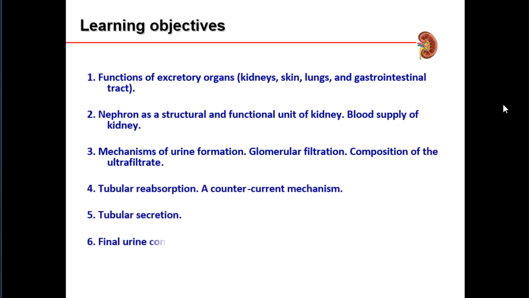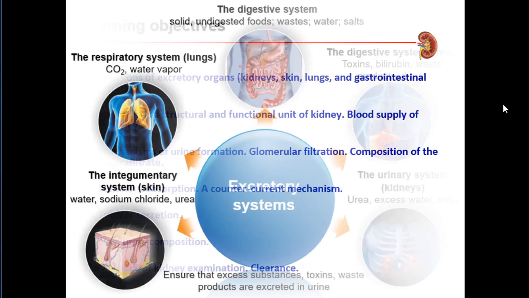So, learning objectives include functions of excretory organs. Today we will also discuss structure of the nephron and blood supply of kidney, mechanisms of urine formation, which includes glomerular filtration, tubular reabsorption, and secretion. We will also talk about final urine composition and methods of kidney examination, including clearance.